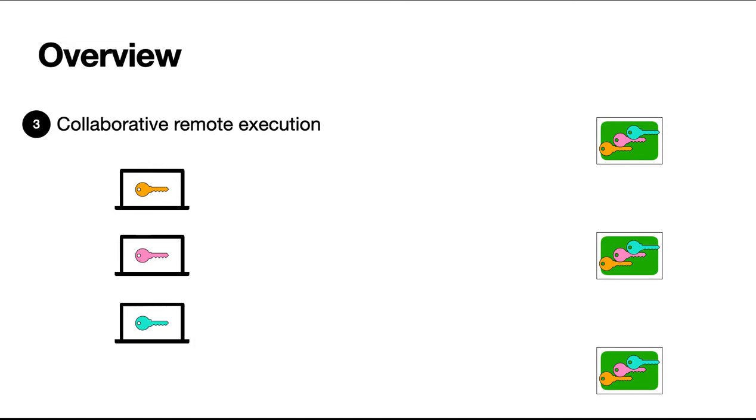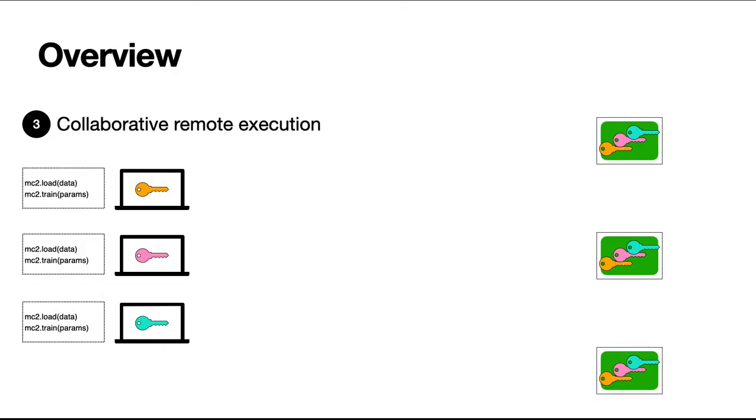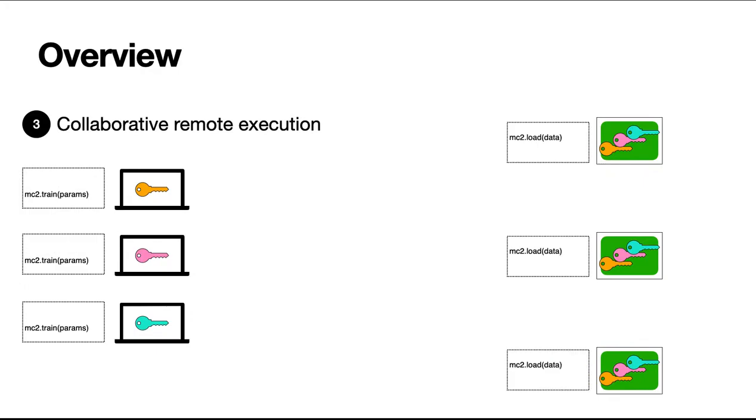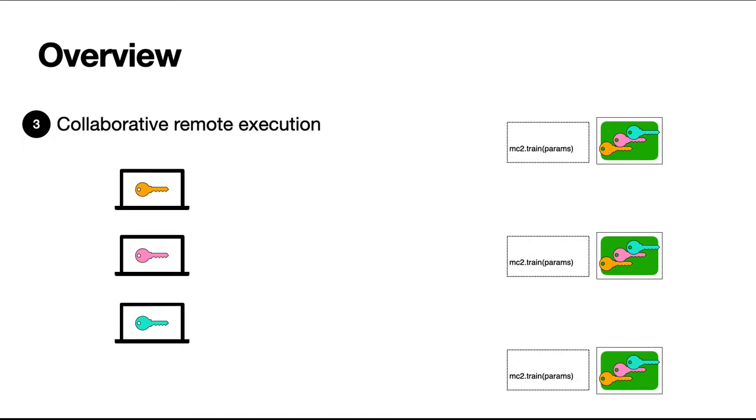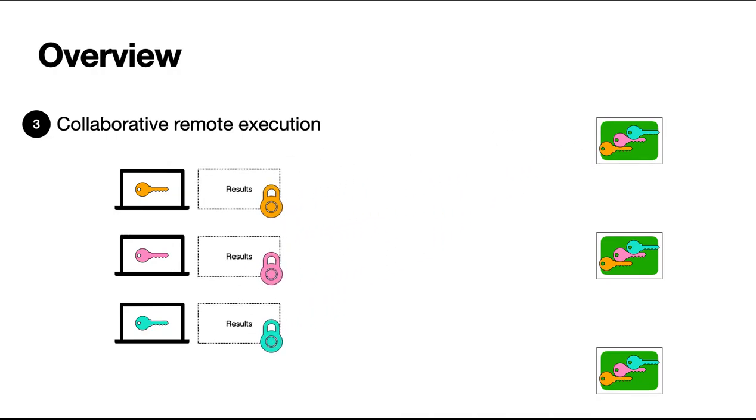Third, clients collaboratively execute a training pipeline. As an example here, clients predetermine that they want to first load their aggregate encrypted data and then train a model on their collective data. Each client first sends a request to load data to the cloud. Once all clients have sent a request, MC squared will execute the request. Next, each client sends a request to train a model. Once all clients have submitted the command to train, MC squared trains a model on the collective data within enclaves. Results are then encrypted with each party's key and sent back to each party.